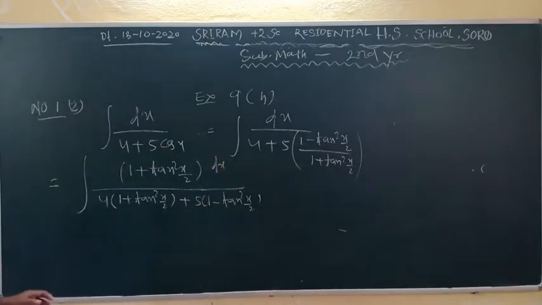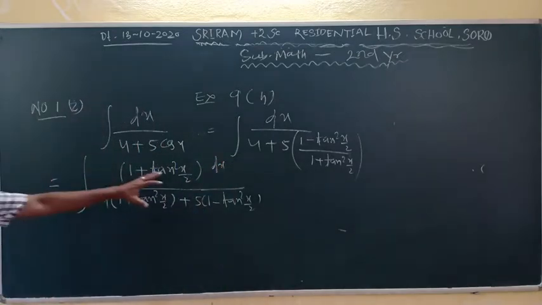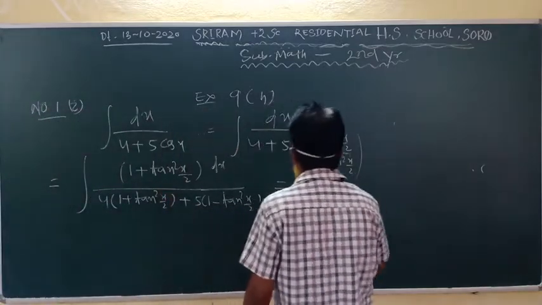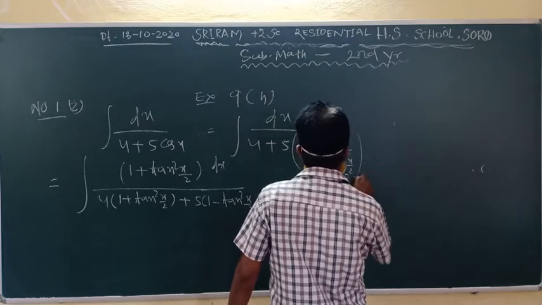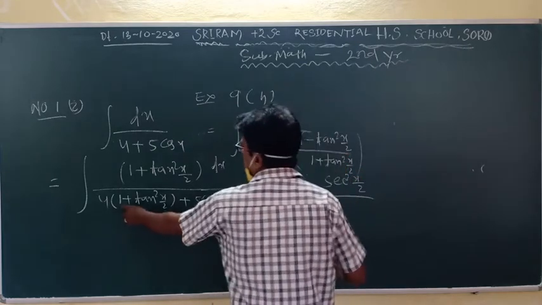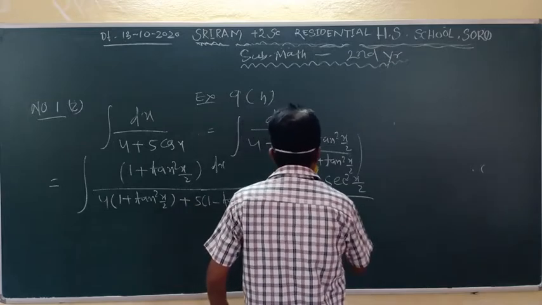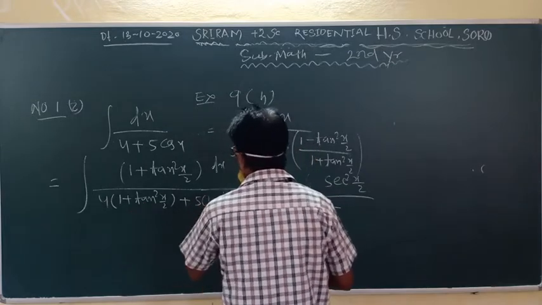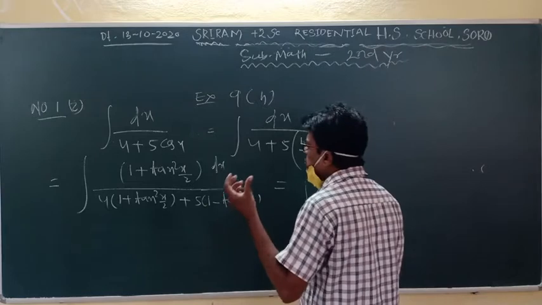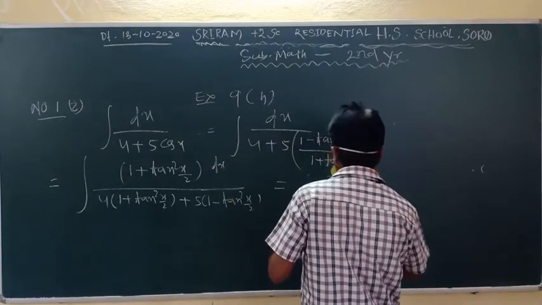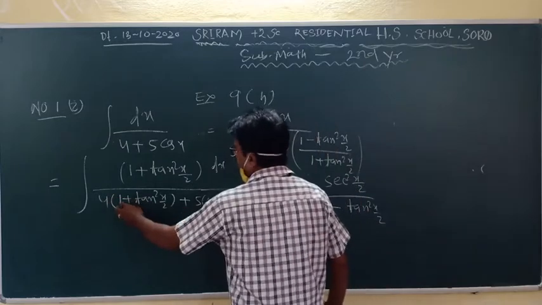You already know 1 plus tan square theta is equal to sec square theta. So you put 1 plus tan square x by 2 equal to sec square x by 2. That becomes 4 plus 4 tan square equal to 5 minus 5 tan square. 4 plus 5 is equal to 9. Minus 4 tan square x by 2 minus 5 tan square x by 2 is equal to minus 9 tan square x by 2. You look, 4 into 1 is 4, 5 into 1 is 5.